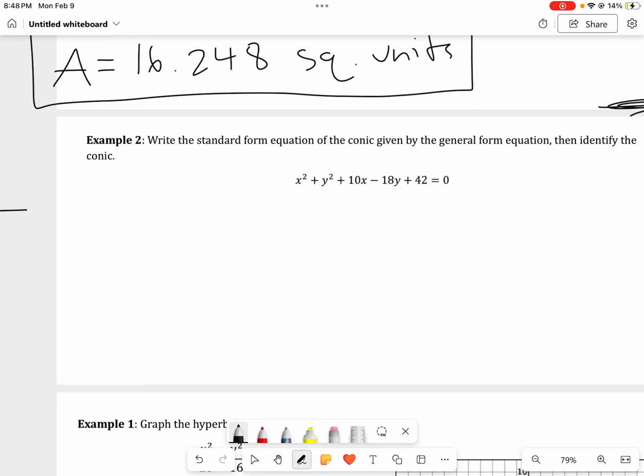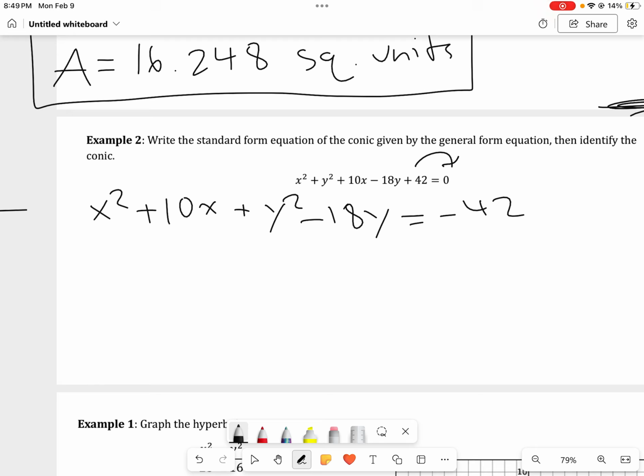So what you want to do is first get your terms together, because there's going to be a lot of work. So let's get x squared right here plus 10x. Now we're going to get our y's. So we got y squared, we got minus 18y, and we want to just move that over here. So negative 42. And we just want to complete the square for the values.